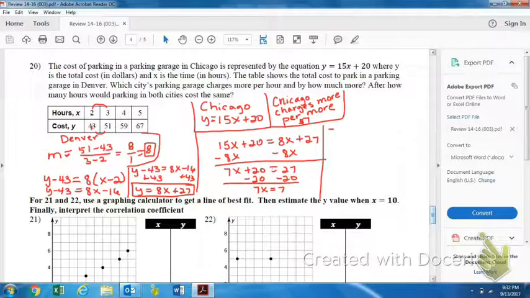I'm going to move over here. If 7x equals 7, x equals 1. So at 1 hour, they cost the same. And as soon as after that 1 hour, Chicago's going to cost more because it's $15 for every hour.